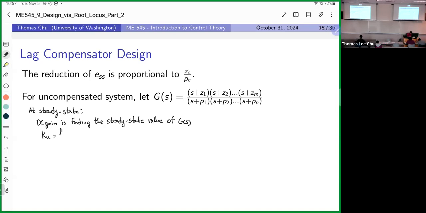And we're going to apply the final value theorem, because the final value theorem is basically finding the steady state value of G. And we just let S equal to 0. And all we get is this: Z1 times Z2 times all the zeros, and then P1 times P2 times all the poles all the way to Pn. All right, so this is KU.